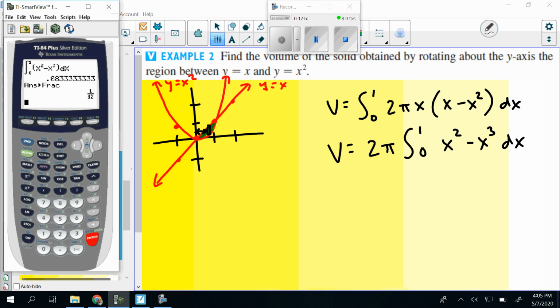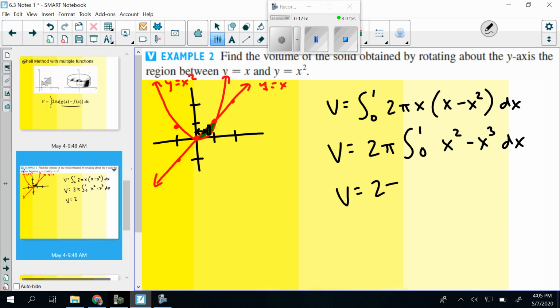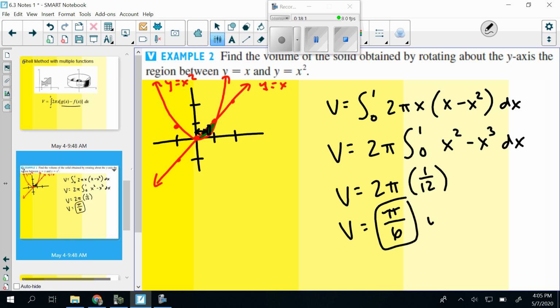Now, got to be careful here. You don't want to put 1/12 down as your answer because we still have that 2 pi there. And so the final answer would be 2/12, which is the same as 1/6 pi, or pi over 6 units.